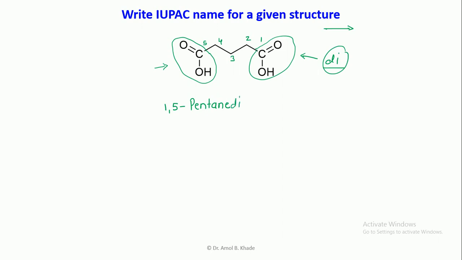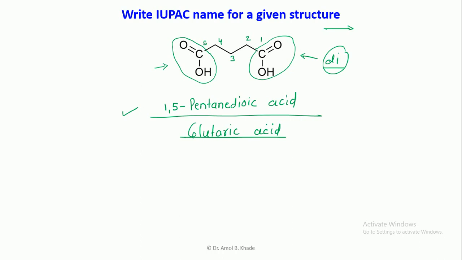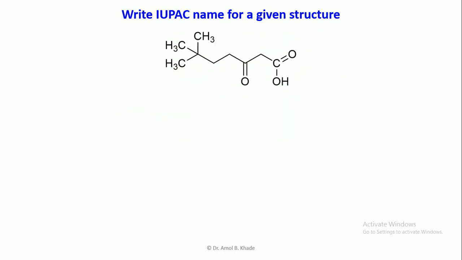We already encountered such kinds of problems in the earlier functionalities. It is pentanedioic acid. So for this structure the correct name will be 1,5-pentanedioic acid. So this is the structure of glutaric acid. You might have come across this substance. It is the glutaric acid structure, and by the IUPAC system we can name it as 1,5-pentanedioic acid. Now let's see one more example.